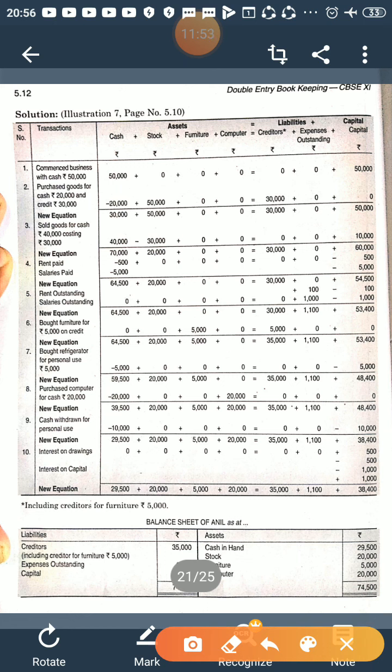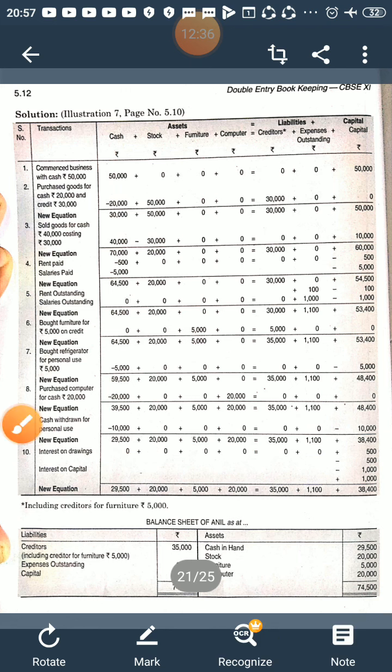Now next transaction is cash withdrawn for personal use. Now cash is decreased by 10,000, and at the same time this is drawings, it will be deducted from the capital. Now new equation is, now cash becomes 29,500, stock is 20,000, furniture 5,000, computer 20,000, creditors 35,000, outstanding expenses is 1100, and capital becomes 38,400. So if you add both the sides, you will get to know that both the sides are equal.